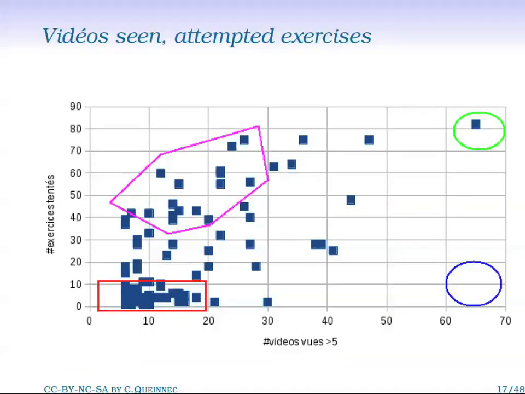Here are some things like the number of videos which are seen, but we have a cutoff at 5. So you appear in the drawing only if you have seen more than 5 videos, and there were something like 70 videos. And here is the number of exercises with automatized grading which are done by the students. So here we have the perfect student. We had one. He looked at all the videos and did all the exercises. Perfect. He gets the examination at the end, of course.